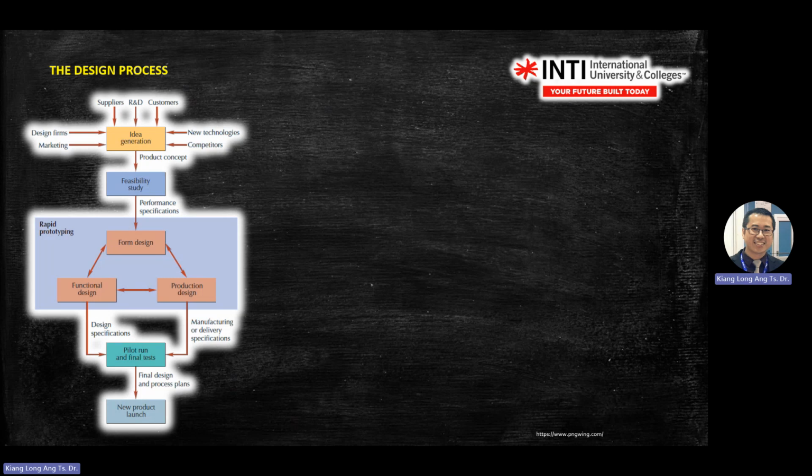Important: when you answer the question about this design process, remember to write what is your input and what is the output. Then we go into rapid design. Rapid design has three parallel processes: form design, functional design, production design.